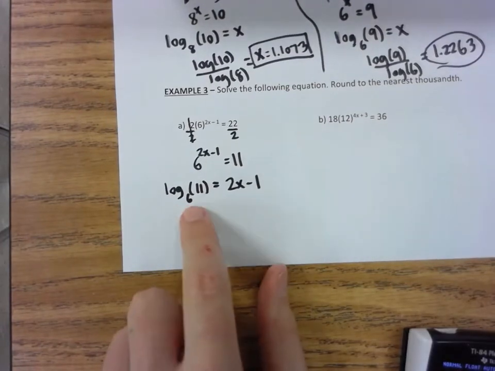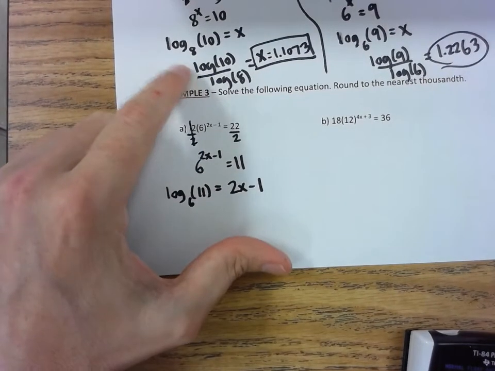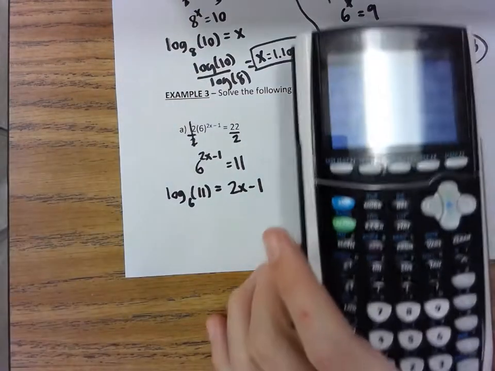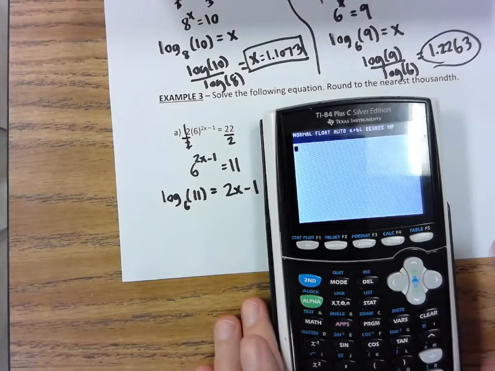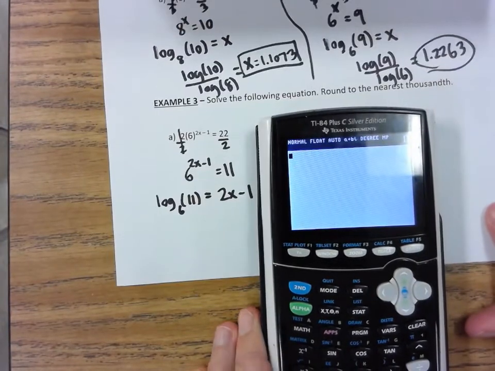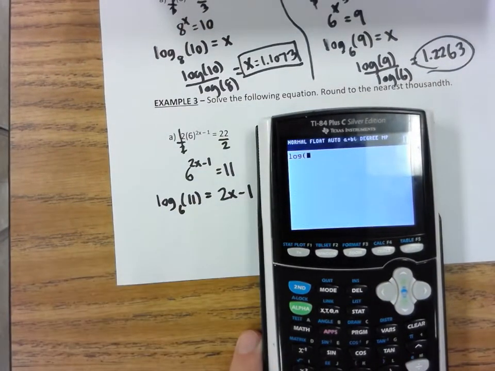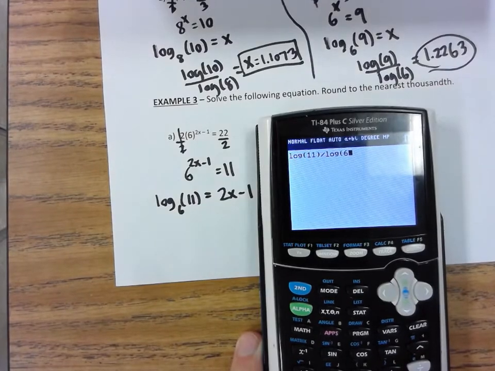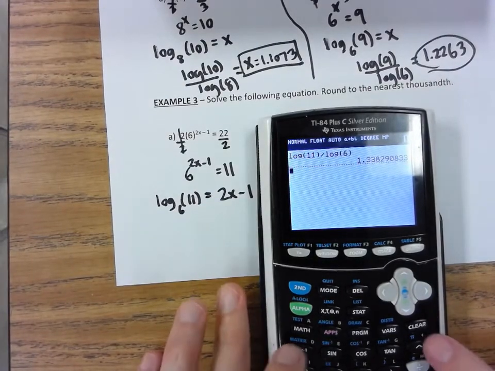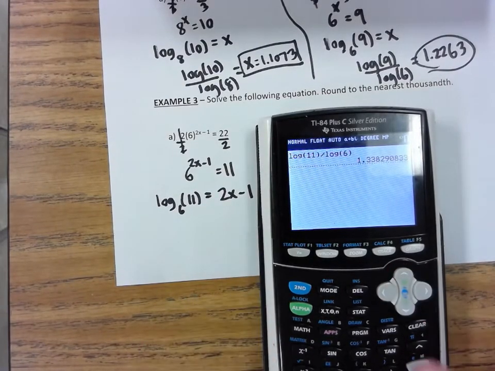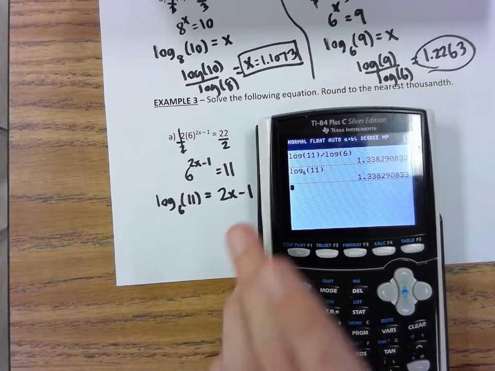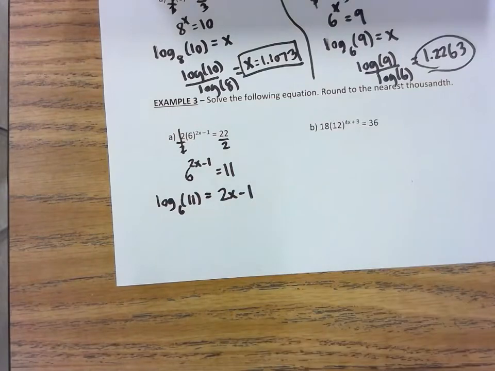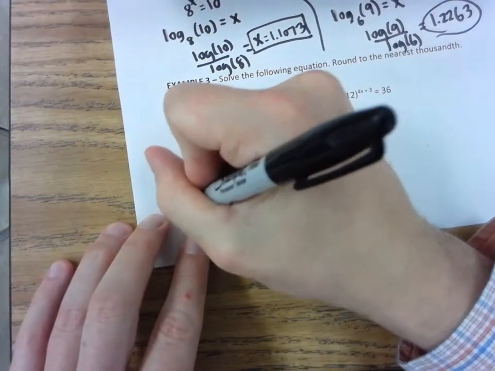Now, you don't have to write this. Even if you use the change of base formula, you can say log of 11 divided by log of 6 without having to write that on your piece of paper. So log of 11 divided by log of 6 is 1.338, or log base 6 of 11, 1.3382, 9, etc.